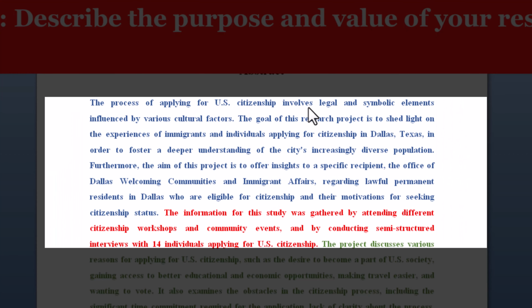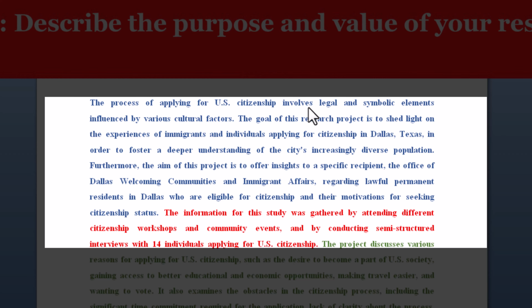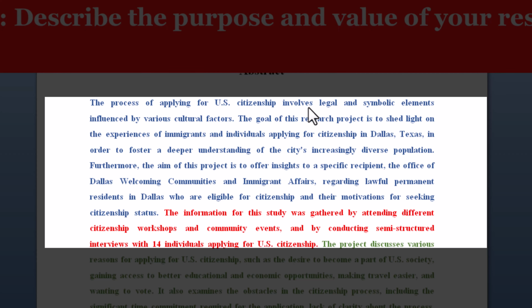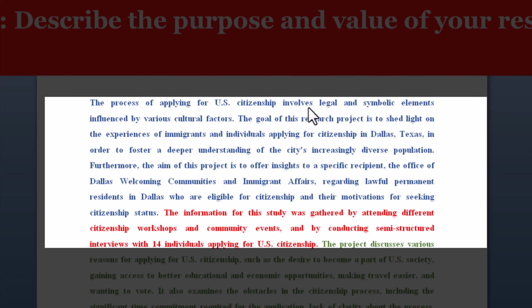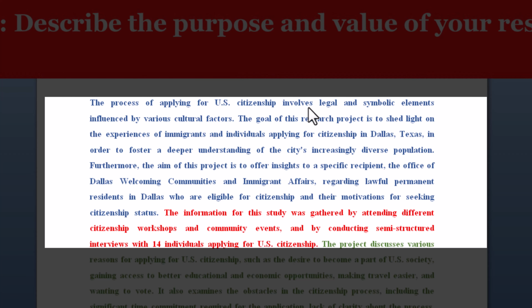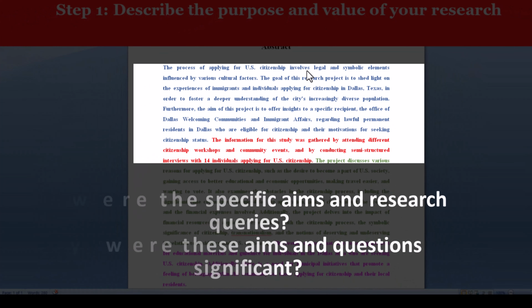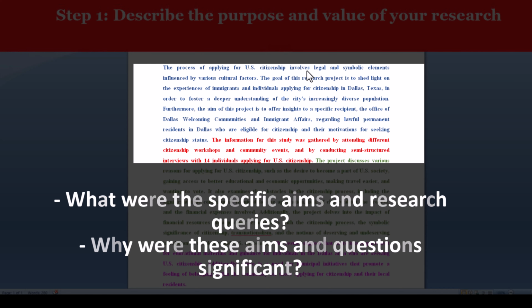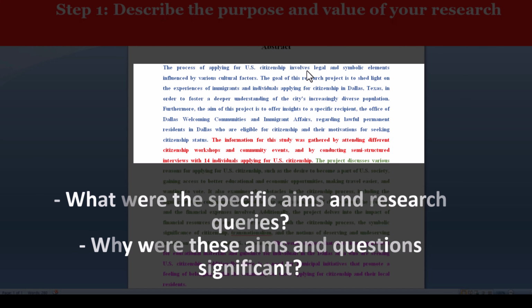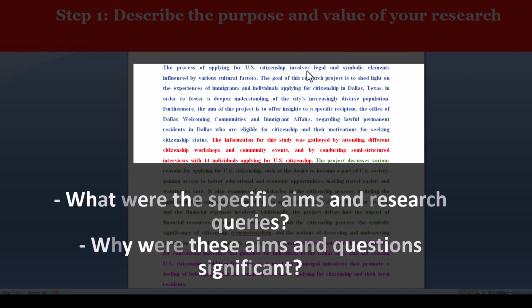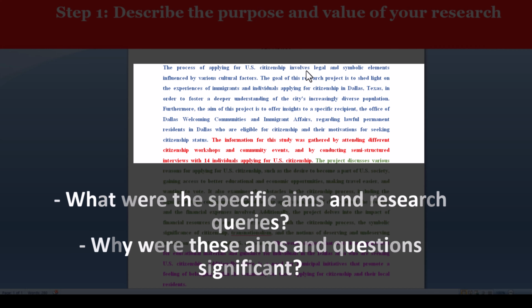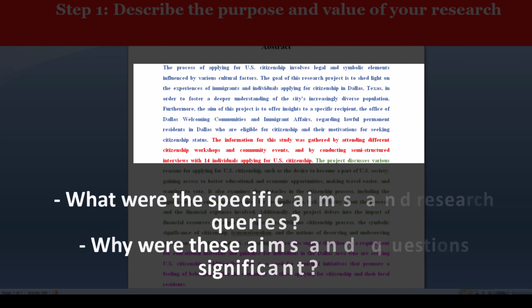In this section, you should succinctly outline the rationale and significance of your study. In other words, you must elucidate the objectives and significance of your research inquiry. When delineating the research purpose, it is imperative to explicitly address what were the specific aims and research queries. Why were these aims and questions significant? It is crucial to present this section in a clear, succinct, and compelling manner. As the introductory segment, this is where you will captivate the reader, or assessor, and pique their interest in your project. Failing to devote sufficient effort to this section may result in a loss of their attention.